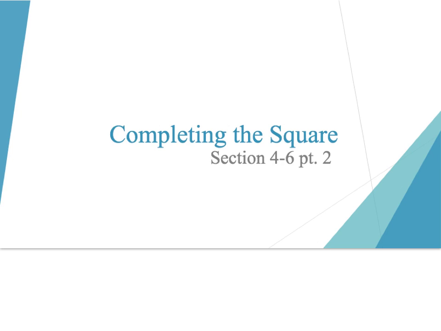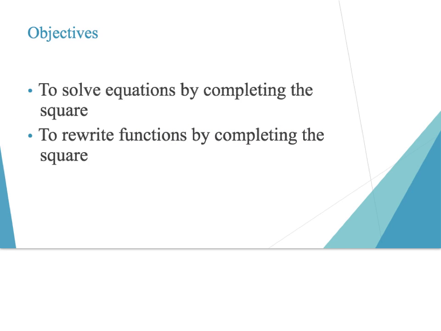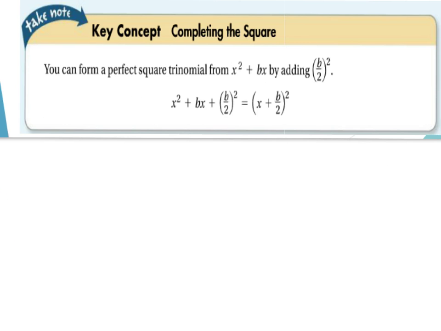Hey class, today we're going to talk about completing the square, which is found in section 4-6, part 2 of your book. Our objectives are to solve equations by completing the square and to rewrite functions by completing the square. You can see here that it says completing the square. It says you can form a perfect square trinomial from x squared plus bx by adding b over 2 squared.